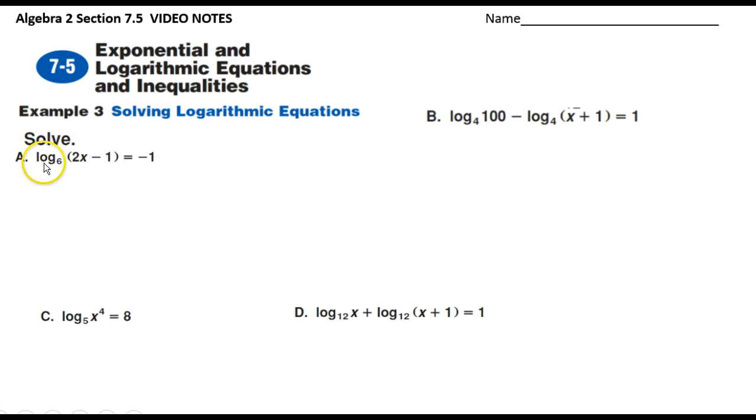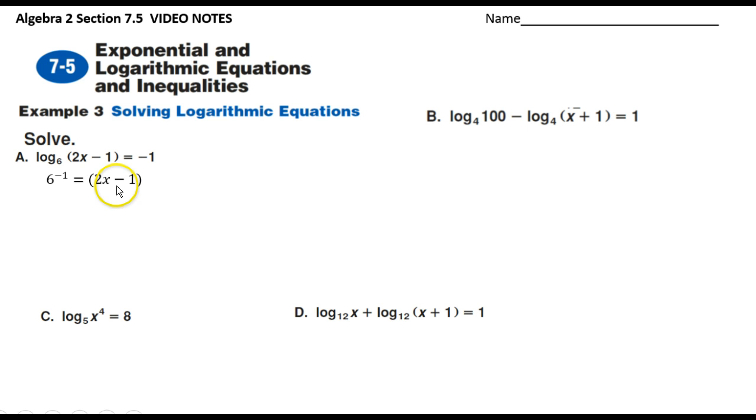So let's start with example A here, 3A. This one's the easiest one because it's already a single log. It's log base 6 of (2x minus 1) equals an exponent of negative 1. And all you have to do when you have a single log is connect the 6 to the negative 1 like we do and rewrite it in exponent form. It looks like this: 6 to the negative 1 equals, continuing our circle, 2x minus 1. So we take away the log and we rewrite this whole expression in exponent form.